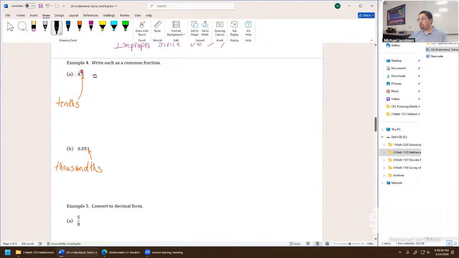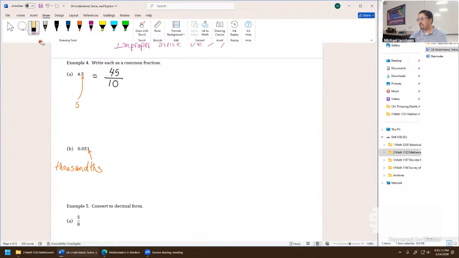So here's another way to re-express 4.5. We can say that's just the same as 45, we write the number just without the decimal point whatsoever, divided by 10. Matching up with what we said here about the tenths.